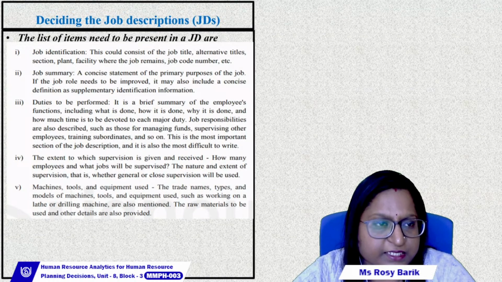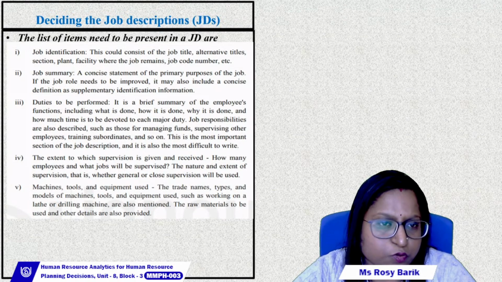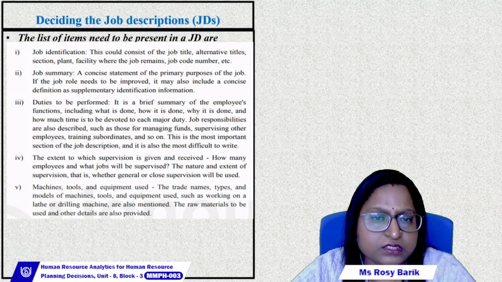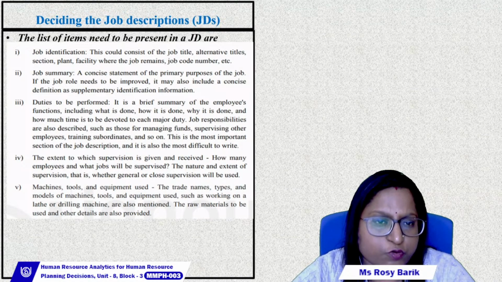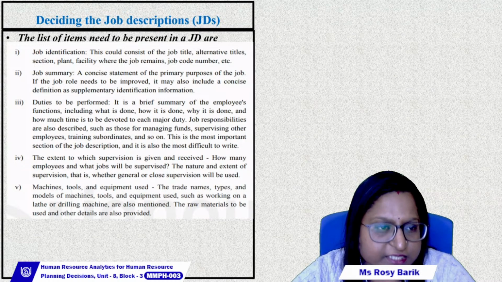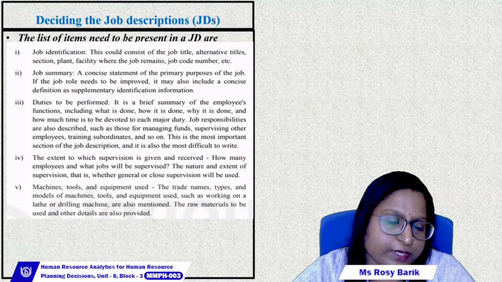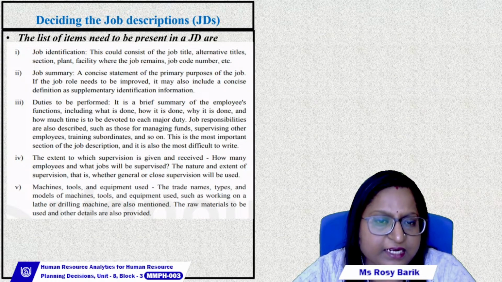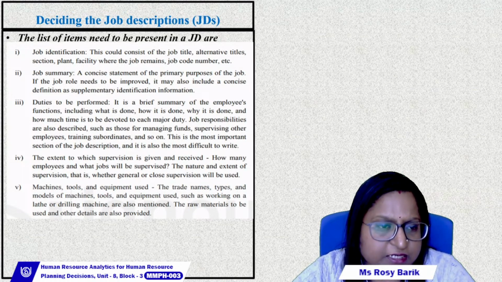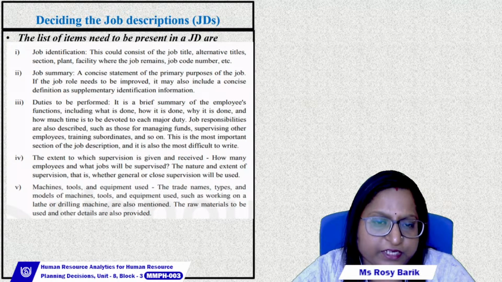Job responsibilities are also described, such as managing funds, supervising other employees, training subordinates, and so on. This is the most important section of the job description and is also the most difficult to write. The extent to which supervision is given and received, how many employees and what jobs will be supervised, and the nature and extent of supervision, that is, whether general or close supervision will be used.